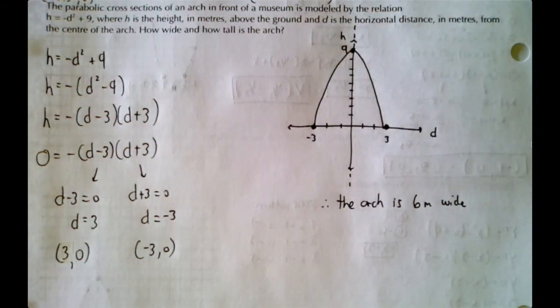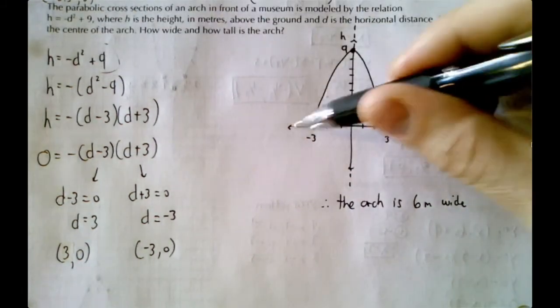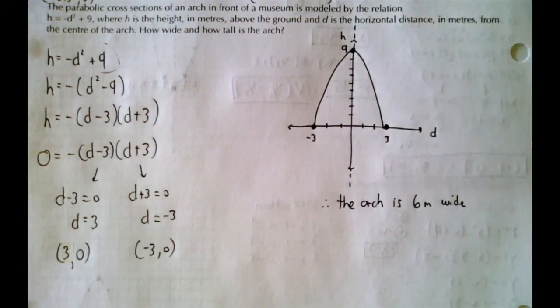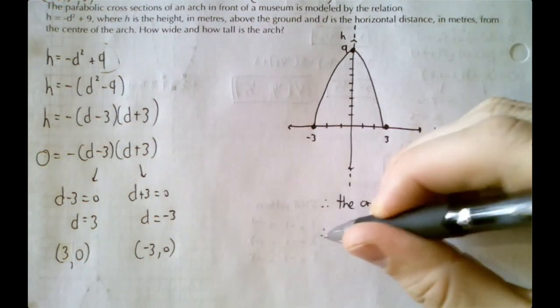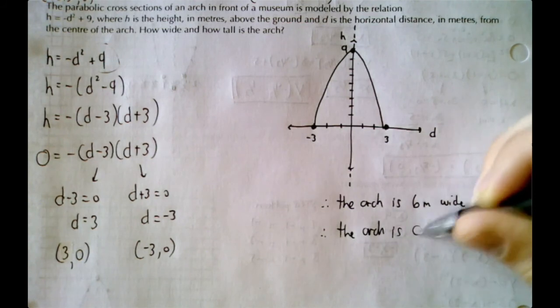The other way we could have got 9, well, there's our c value. That's our y-intercept is 9. When you have a vertex on the y-axis, that's your y-intercept. Your vertex is your y-intercept. So now we can say, therefore, the arch is 9 meters tall.